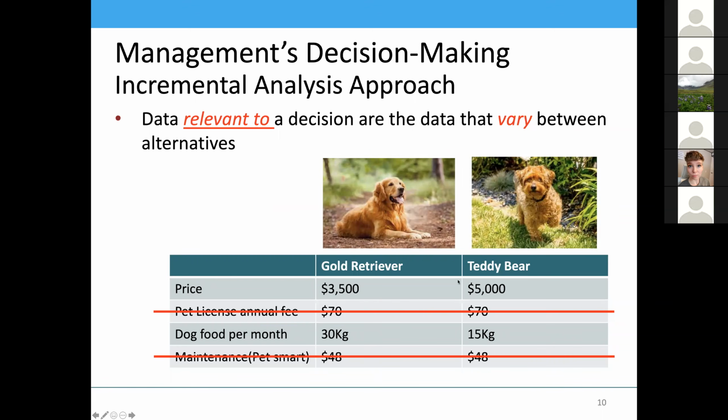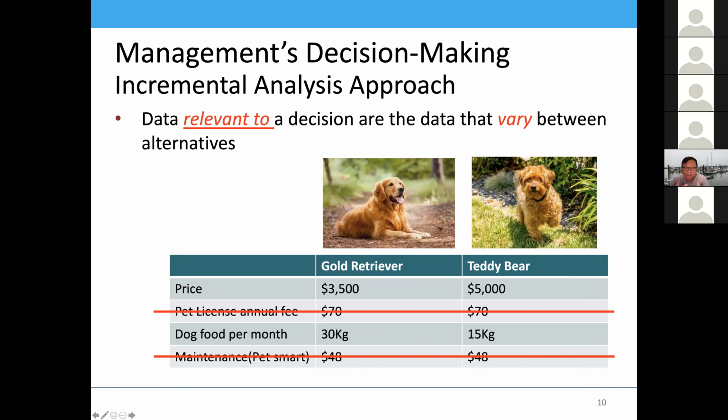So now you only focus on this information. Up front, I'm going to save $1,500 to get a golden retriever. But in the long run, I have to feed the dog, which eats more, so I'm paying more money. In the short run, right now, in the beginning, I pay less money, but in the long run, because a golden retriever eats a lot more food, it's going to cost me more money. So this is the financial information.